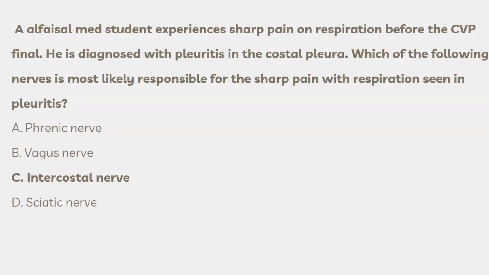Is that clear? So what you should have pointed out is the costal pleura. If it was the mediastinal pleura, then the phrenic nerve would be correct. Okay.